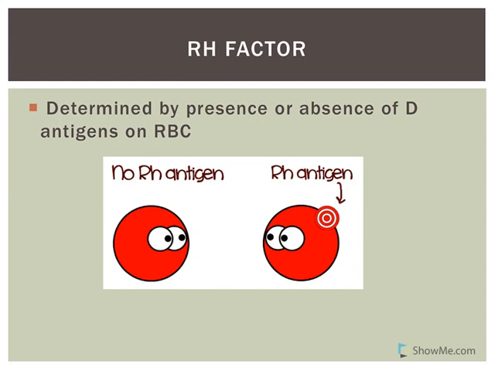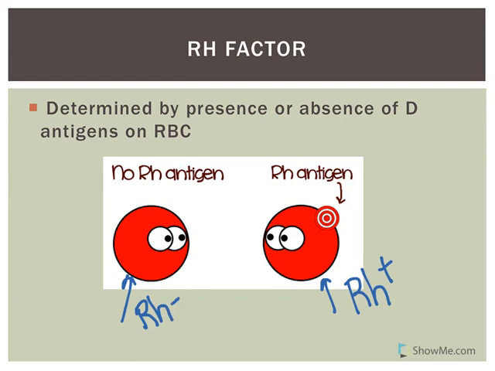So a person who is Rh positive, which you see right here, this person would be considered Rh positive. They express the D antigen on the red blood cell membrane. If you're Rh negative, you do not have the D antigen.